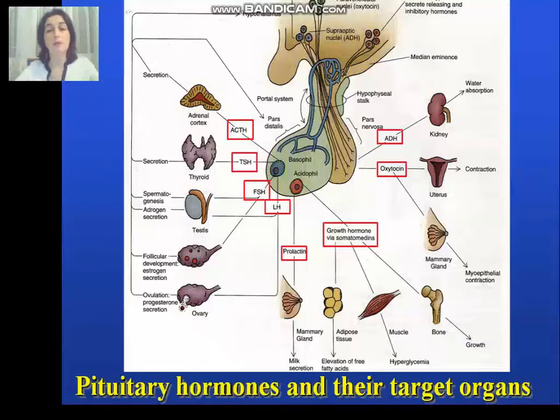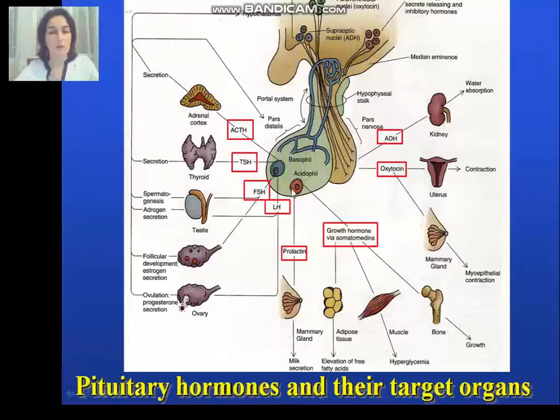Also beta endorphins are released. They are released into the blood circulation. And the main hormone here is ACTH. The target of it is the adrenal gland. The hormone TSH stimulates production of the thyroid hormones. FSH, follicle stimulating hormone, and LH stimulate sexual glands to produce their hormones.